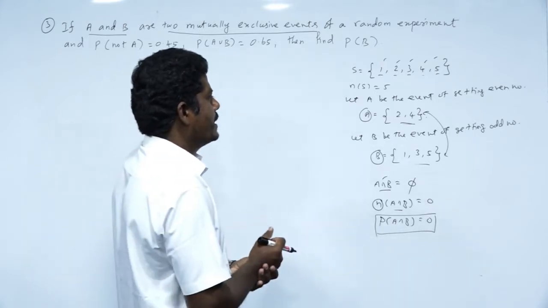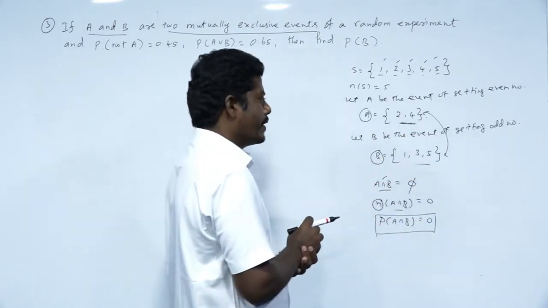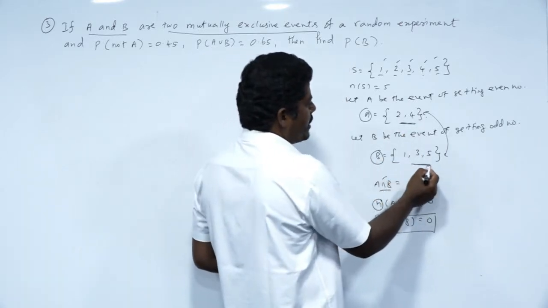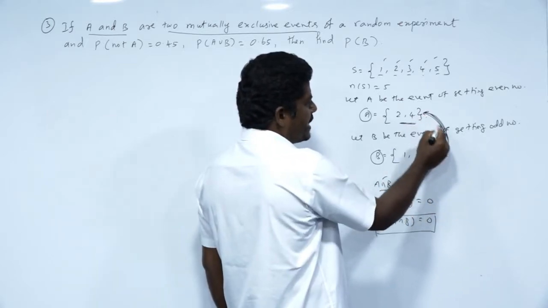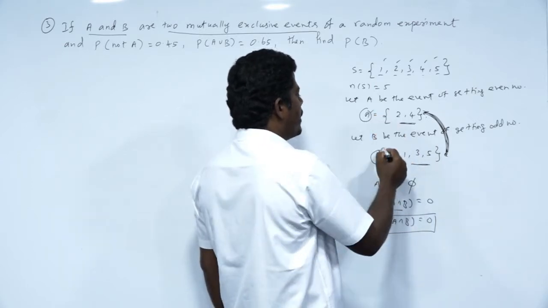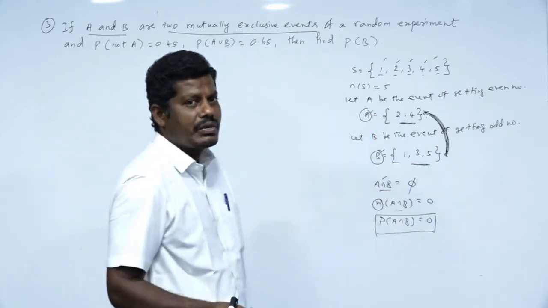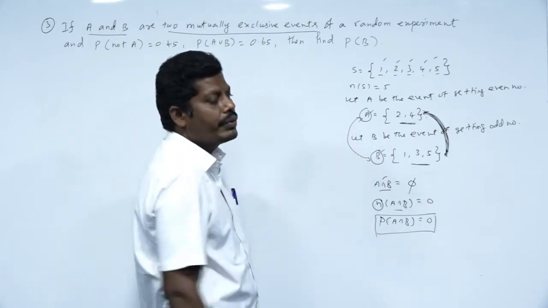So, you see, my dear students, here event A has 2 values, 2, 4. Event B has 3 values, 1, 3, 5. In these two sets, there are no common values. So, that is why we can say A and B are mutually exclusive events.